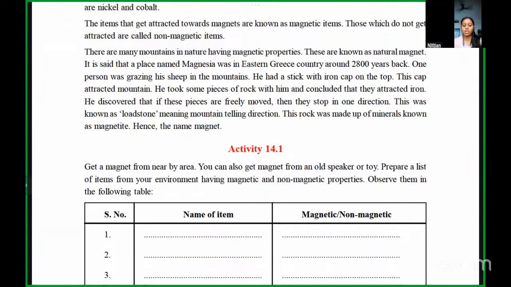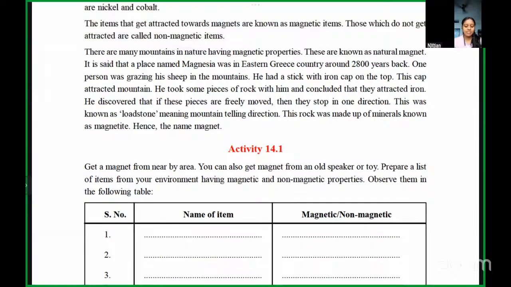Those items which do not get attracted by a magnet, for example, wood. When we bring wood and a magnet together, they will not stick, or your magnet will not stick on the wood items. Why is that so? Because wood is non-magnetic. Those items are known as non-magnetic items.